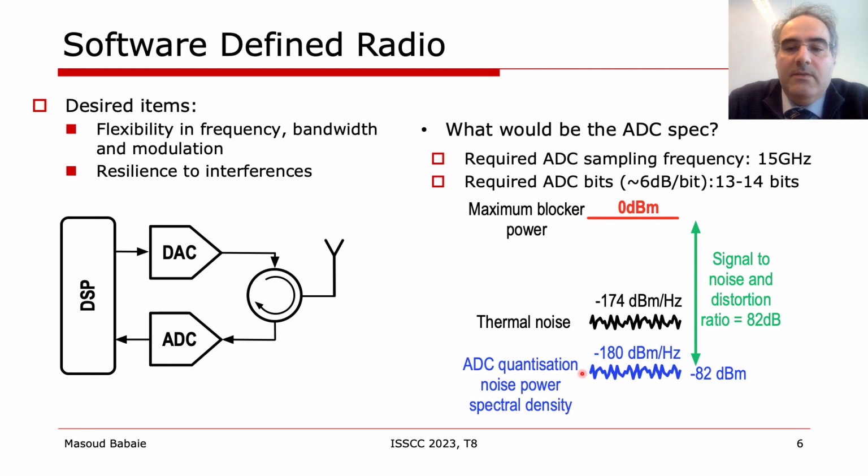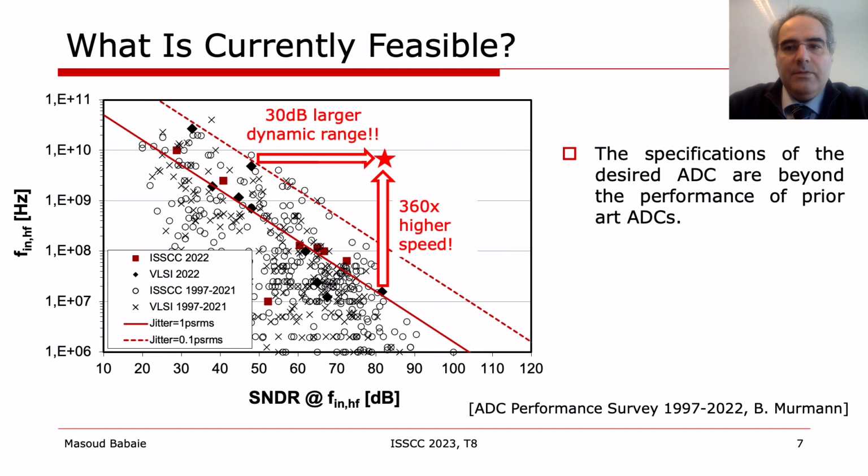Let's investigate if these specifications can be achieved by prior art ADCs. This plot summarizes the performance of state-of-the-art ADCs. The x-axis is the ADC SNDR at the Nyquist frequency, and the y-axis is the maximum input frequency of the ADC. The star shows the desired performance of the required ADC in this plot. If we consider the state-of-the-art ADC with 80 dB of SNDR, its speed is 360 times lower than the desired speed of the required ADC.